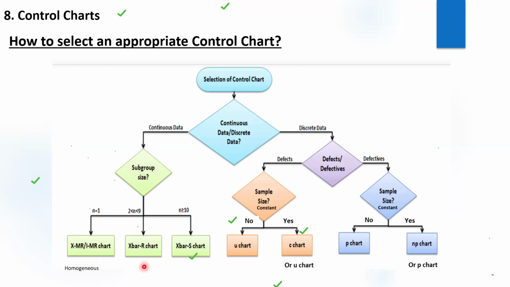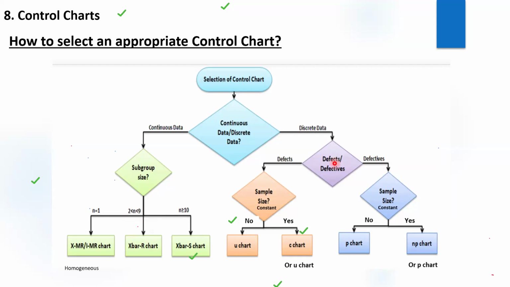X bar R chart. And this chart is famous in industry. The X bar S chart people normally don't use, because it is for subgroup size greater than 10. That is very difficult. Normally we take 5, 3 or 4 samples. So normally in industry the X bar R chart is mostly used.